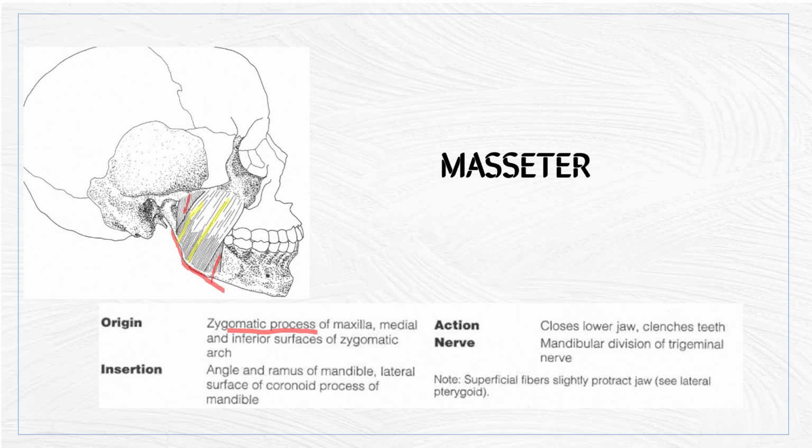The deep head is parallel to the mandible, and the superficial head is placed in an oblique direction to the ramus of the mandible. Then the action of the masseter muscle is it closes the lower jaw and clenches the teeth, same as that of temporalis muscle, and the nerve supply is also the same, that is mandibular division of trigeminal nerve.